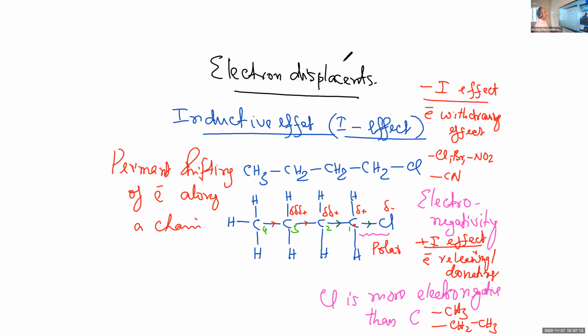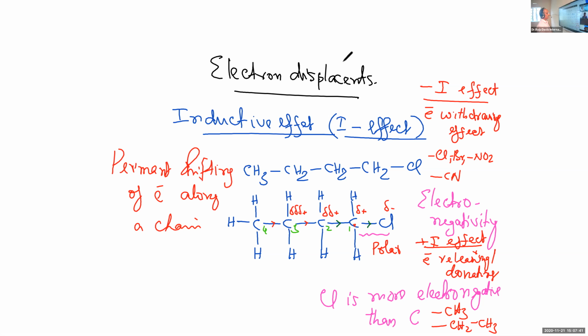Is it not? So, the electron releasing or electron donating inductive effect is called plus I inductive effect or positive inductive effect. And such groups are electron releasing groups or electron donating groups or plus I groups.